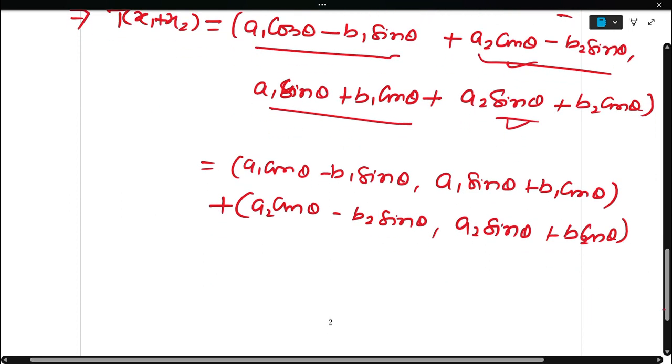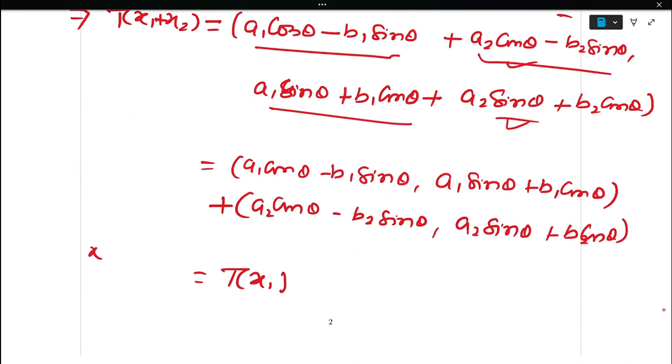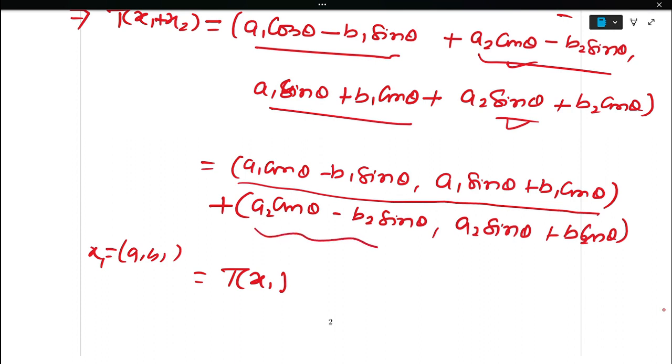And if we see, we got T of x1 because x1 was (a1, b1), and this is nothing but T of x1, okay, and this is T of x2, it will be T of x2, okay.